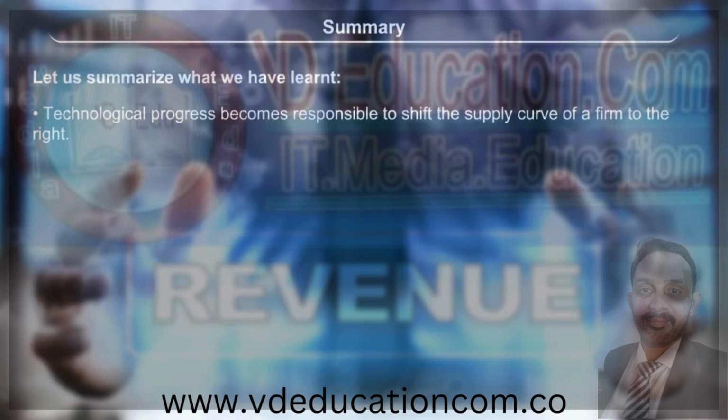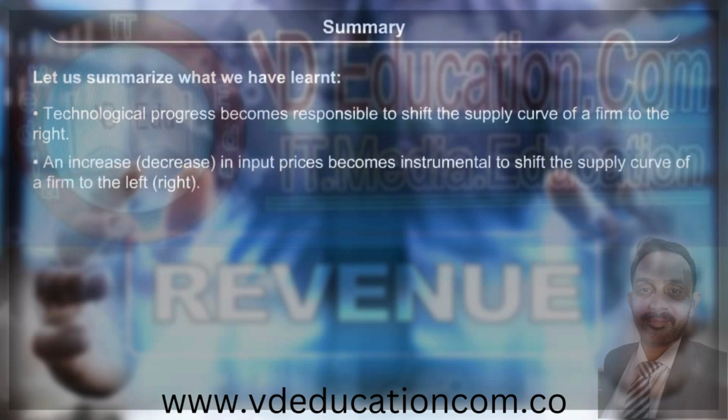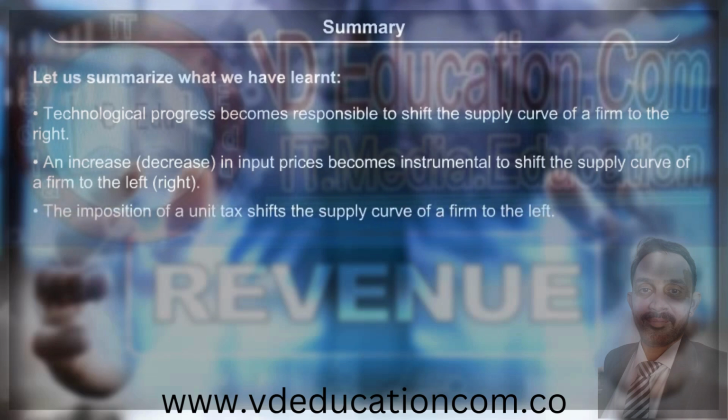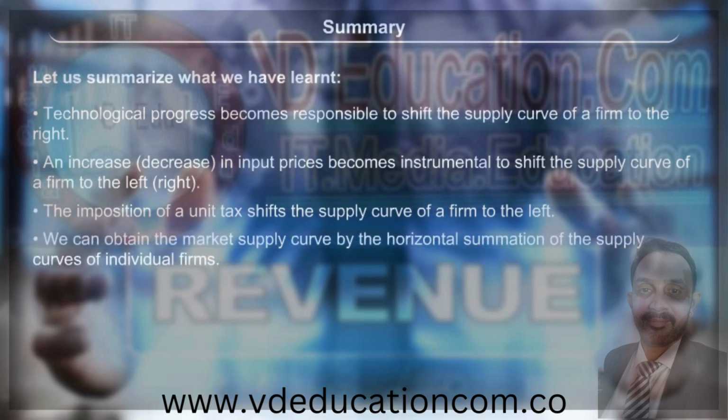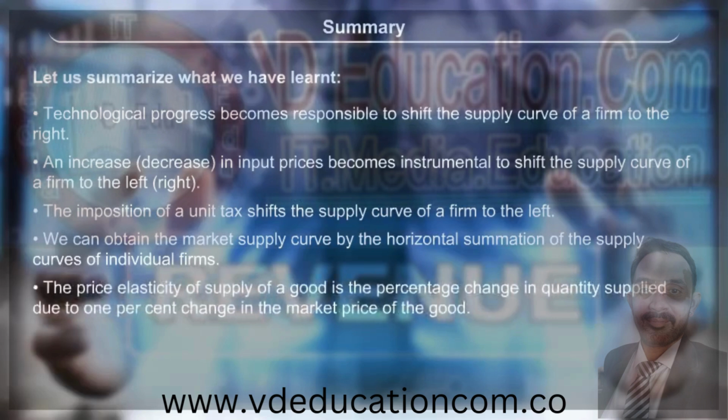Technological progress becomes responsible to shift the supply curve of a firm to the right. An increase or decrease in input prices becomes instrumental to shift the supply curve of a firm to the left or right. The imposition of a unit tax shifts the supply curve of a firm to the left. We can obtain the market supply curve by the horizontal summation of the supply curves of individual firms. The price elasticity of supply of a good is the percentage change in quantity supplied due to 1% change in the market price of the good.